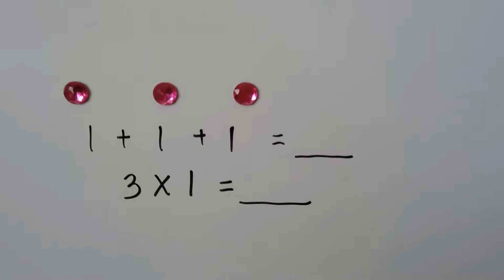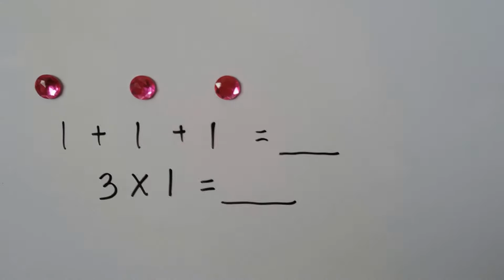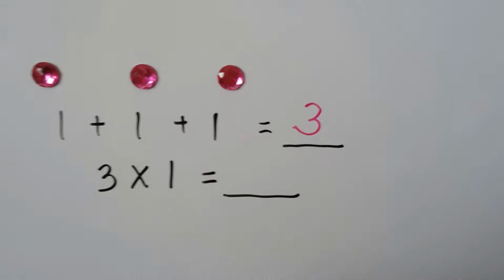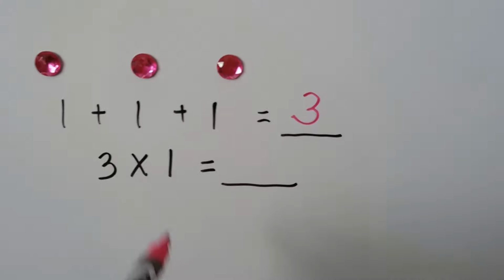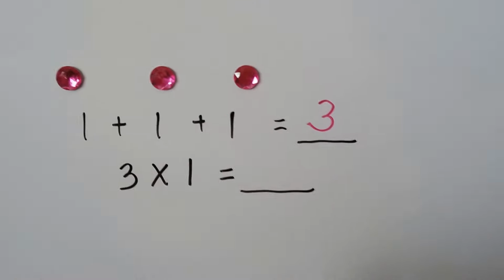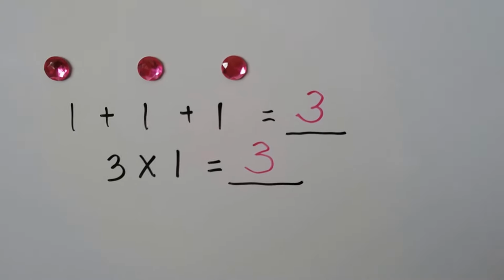Take a look at this one. We just have a 1 and a 1 and a 1. Well, 1 plus 1 plus 1 is easy. That's 3, isn't it? We have 3 groups with 1 in each group. A 1 and a 1 and a 1, and that equals 3. 3 times 1 equals 3.